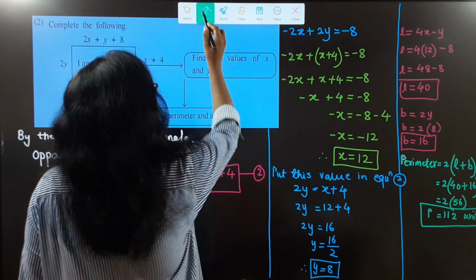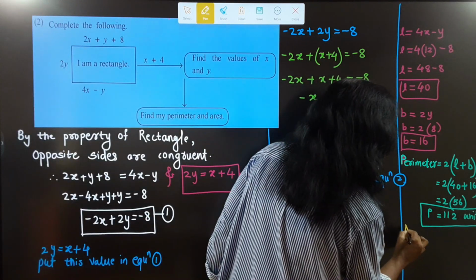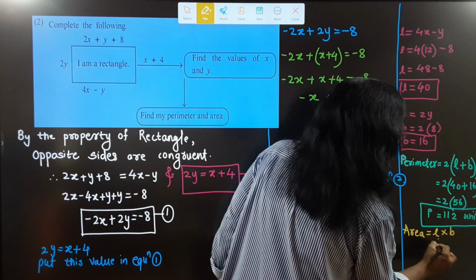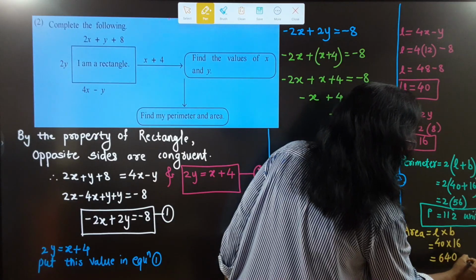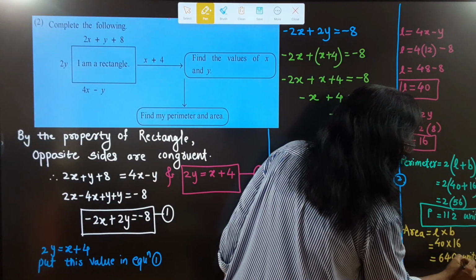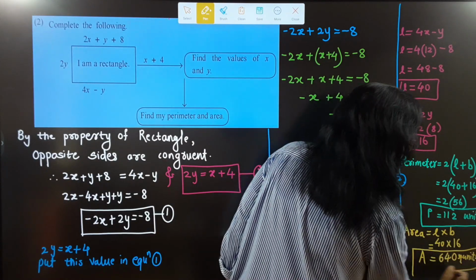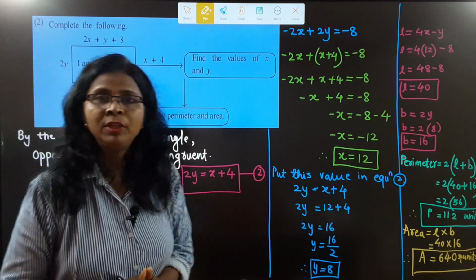Now the next one, we also have to find out area. So here we say area is equal to length into breadth is equal to 40 multiply 16 is equal to 640 square units. Okay, area is equal to 640 square units. In such a way we can find out the perimeter and area of the rectangle.